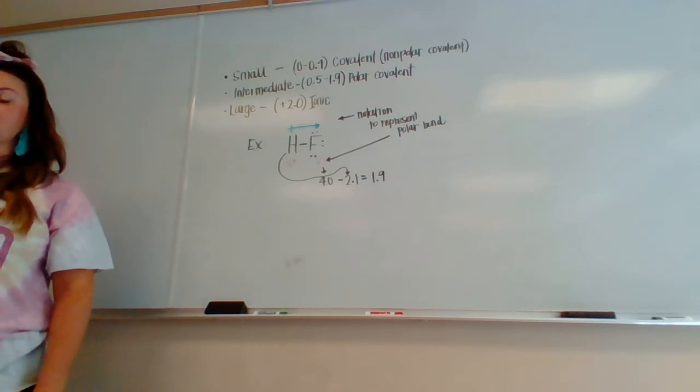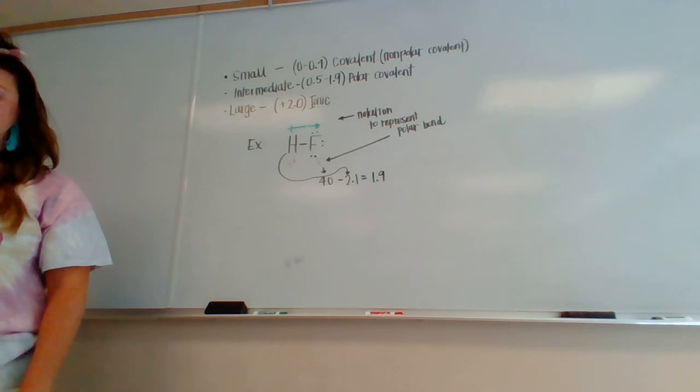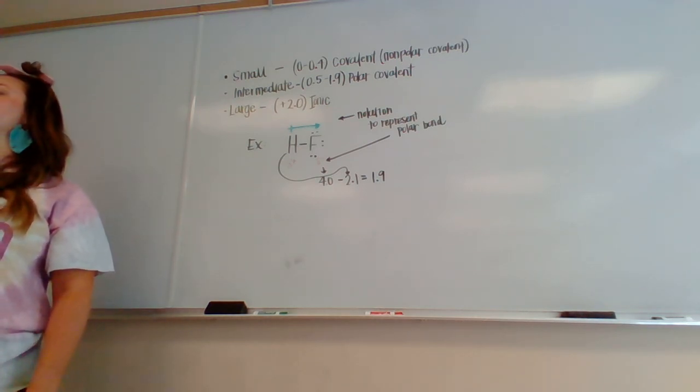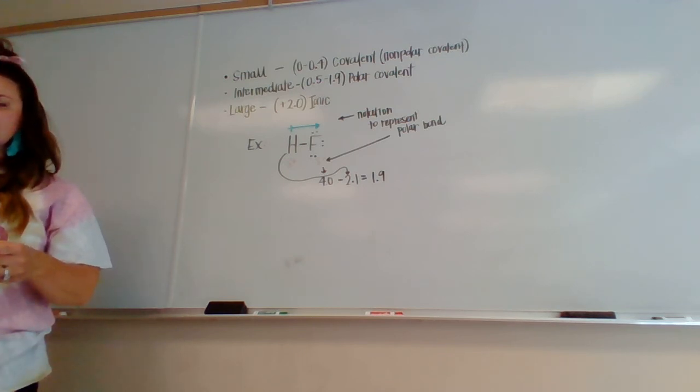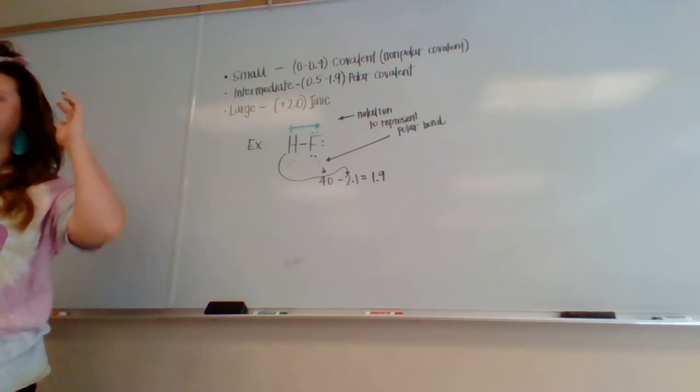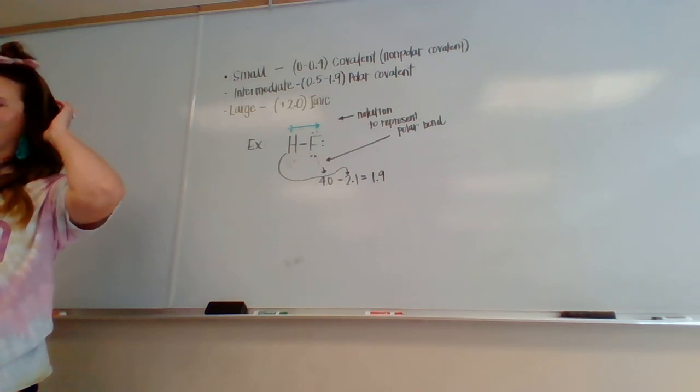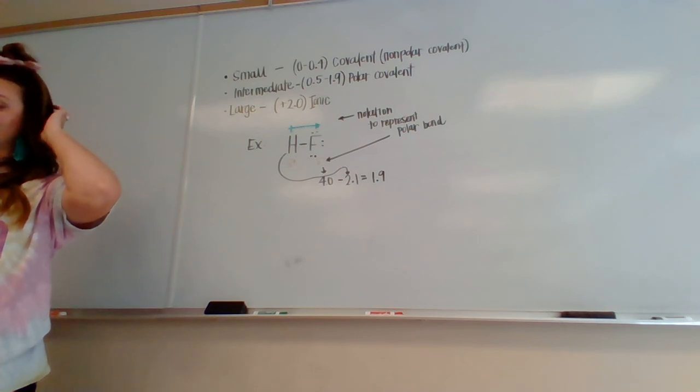Alright, I'm skipping over dipole moment and the percent ionic character. That's just saying the larger the electronegativity difference, the more polar the bond. So if we skip those first two things, look at example 5.1.